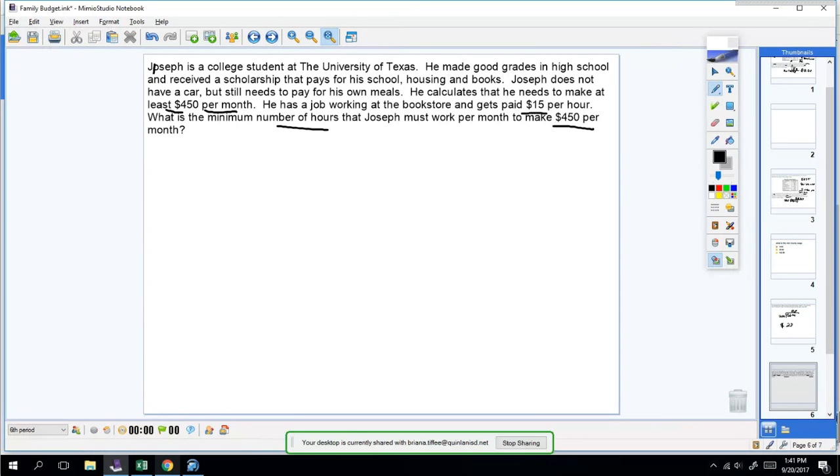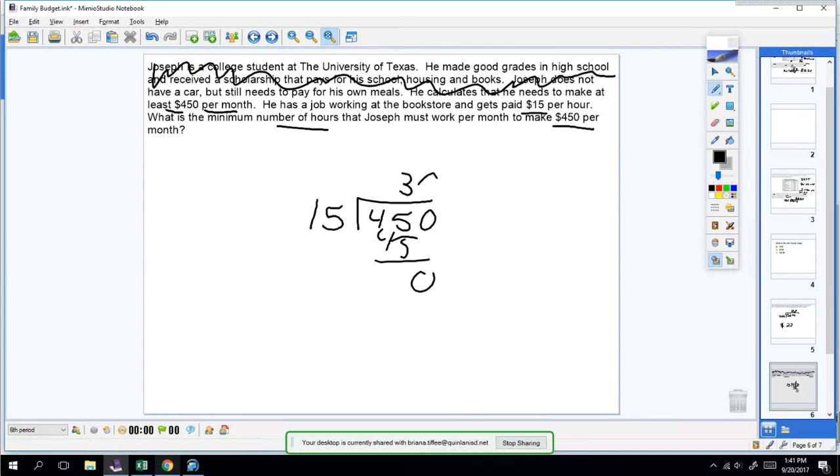So basically what this is saying is the top half up here does not matter. The only thing we need to figure out is how many hours he needs to work per month to be able to afford it. So what you're going to do is divide 15 into $450. So 15 goes into 45 three times, which is exactly 45, and the 0 comes up. So he needs to work exactly 30 hours a month to be able to cover this. That's also about 6 hours a week, okay?